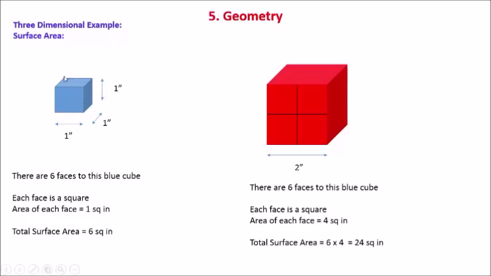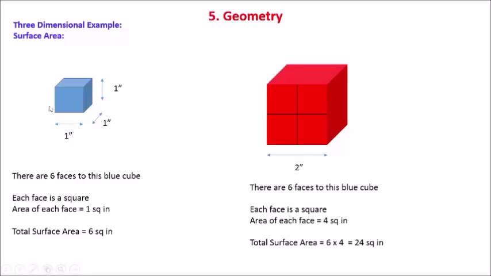And the top is 1 square inch. Side is 1 square inch. And the other side is 1 square inch. Bottom is 1 square inch. Back is 1 square inch, right? So the total surface area of this blue cube is exactly 6 square inches because we've got 6 faces. Each face is exactly 1 square inch, right?